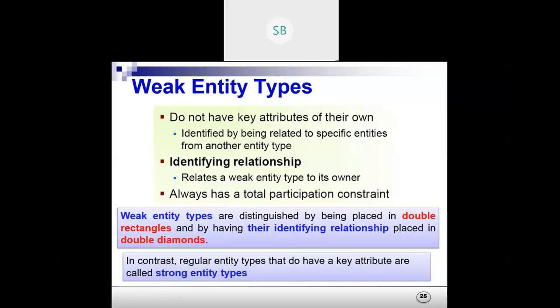Next, the identifying relationship relates a weak entity type to its owner. It always has a total participation. We'll discuss what total participation is. It is represented by a double rectangle, and the weak entity always has the identifying relationship.